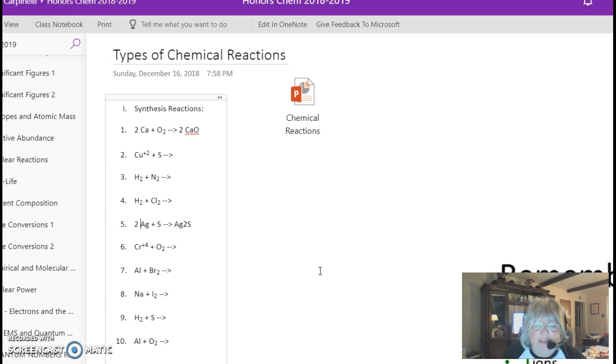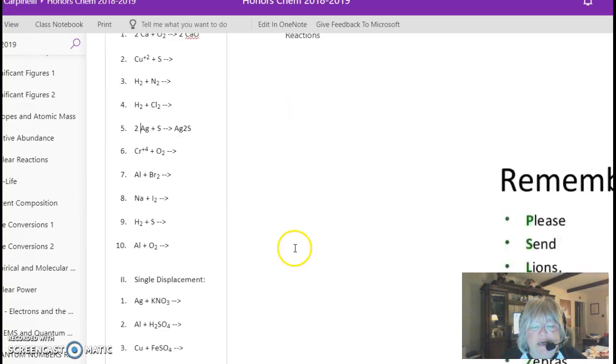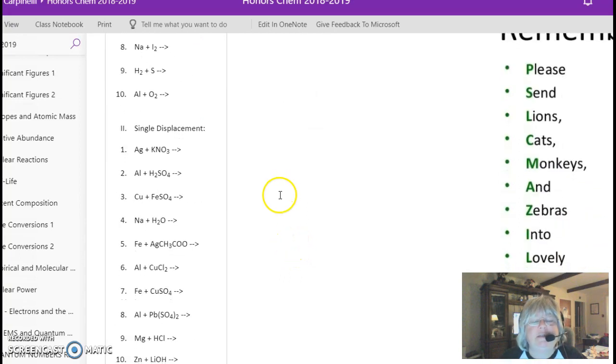Okay, so let's go over some of these single displacements. I was asked a little bit about the single displacements. So let's look at this first one. Silver plus potassium nitrate. Now, first of all, I want to remind you that the cations switch places. So my positive ion is going to switch with my positive ion. So I can't form silver and potassium together. Those are 2 positive ions, and they don't work together. Okay, so that can never be.